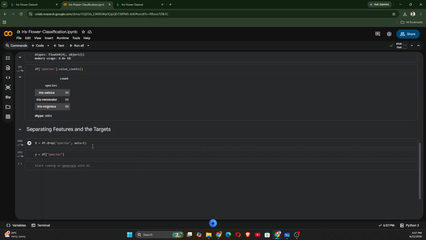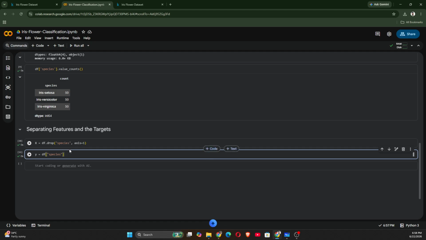So X will have all the columns except species. And what does axis=1 mean over here? Axis equal to 1 means drop a column. Now my question is, what if axis was 0? Simple, then we have to drop a row. So here we can understand that X is the feature and Y is the target.